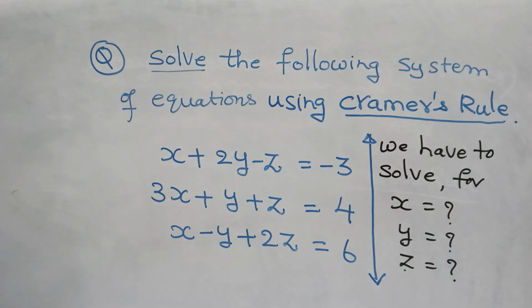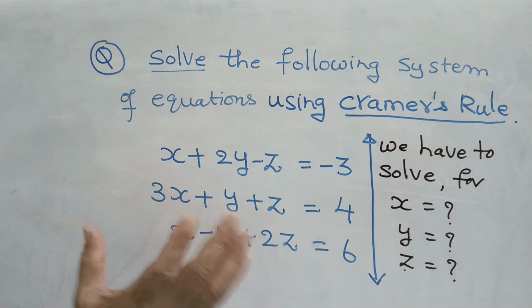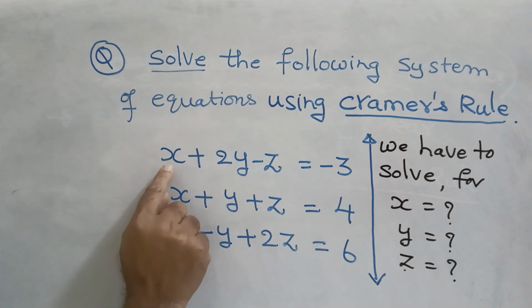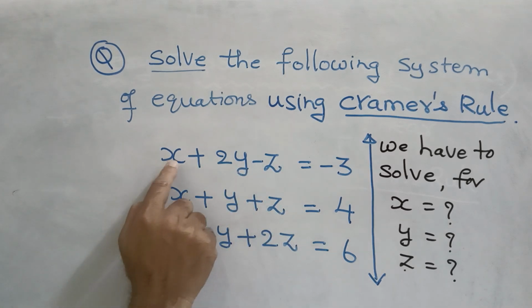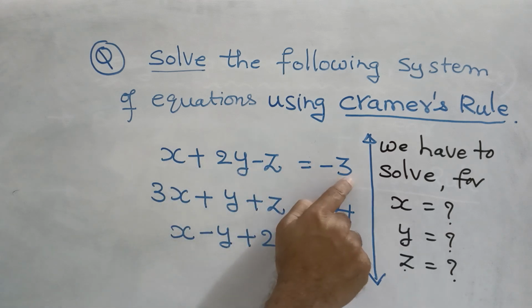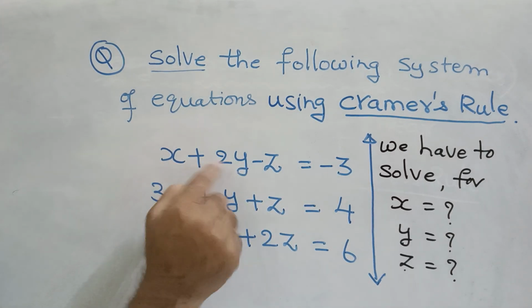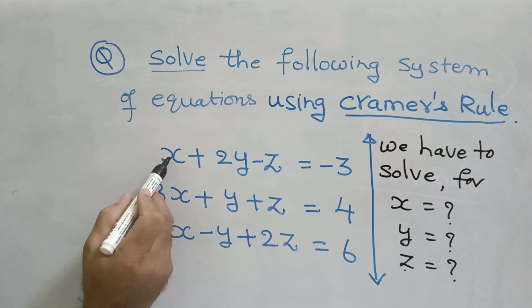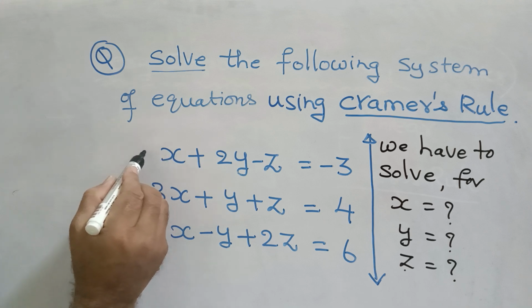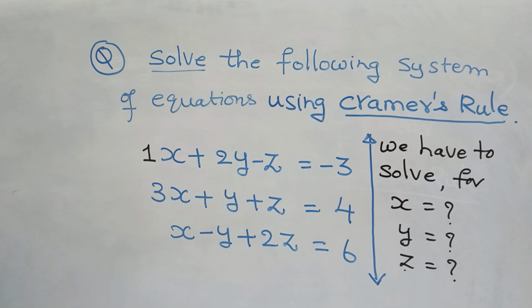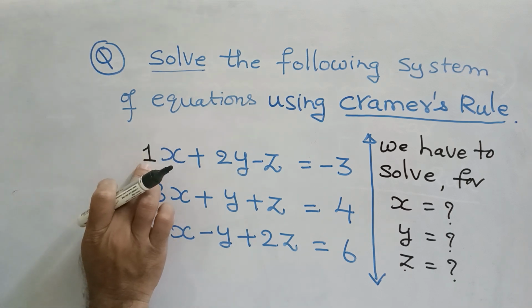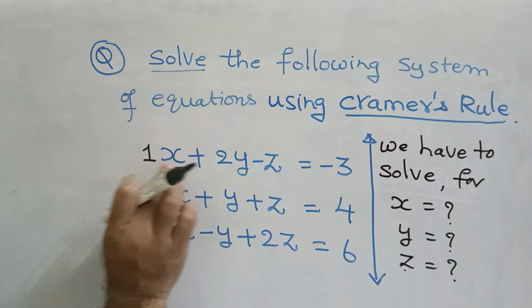Okay, very nice. Then what do we have to do? Friends, see here. These are the equations in terms of x, y, z. Consider the first equation. What is the coefficient of x? Nothing is there, it is simply x. Therefore, if nothing is there, then 1 is its coefficient. 1 is the coefficient of x.